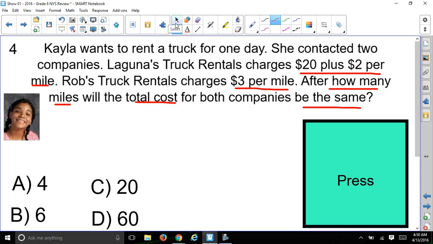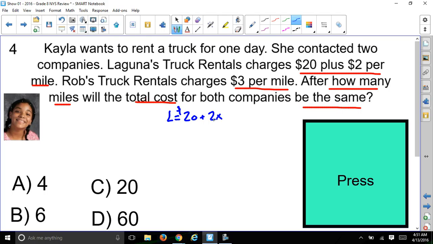Well, there are a couple ways we can attack it. We can see how much they charge for 4 miles and multiply that by 2 for Laguna, and then add 20 to that. So we can substitute in and see if that's equal to 4 times the $3 charged for Rob's company, and see if that'll work out. So that's another way of guessing and checking, but I notice Laguna charges $20 plus $2 per mile.